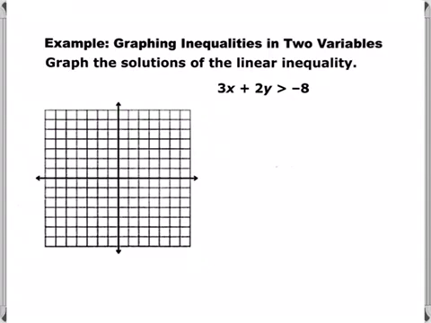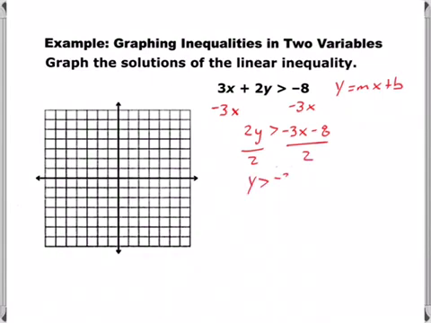Next example, we have 3x plus 2y is greater than negative 8. In order to graph this, we first have to get it into slope-intercept form. So we've got to get everything away from y. So we subtract 3x from both sides. You've got 2y is greater than negative 3x minus 8. Divide by 2. You get y is greater than negative 3 over 2x minus 4. So this is what we want to graph.